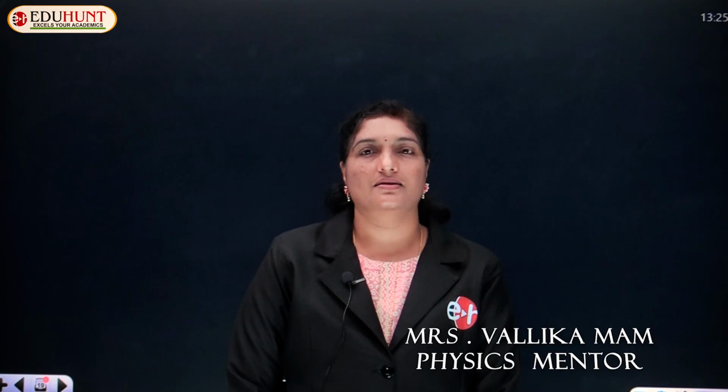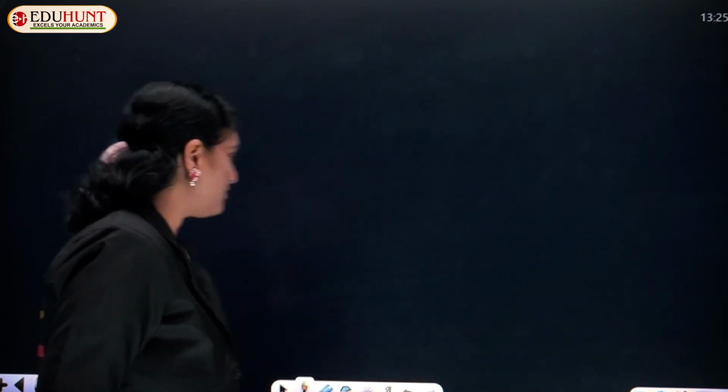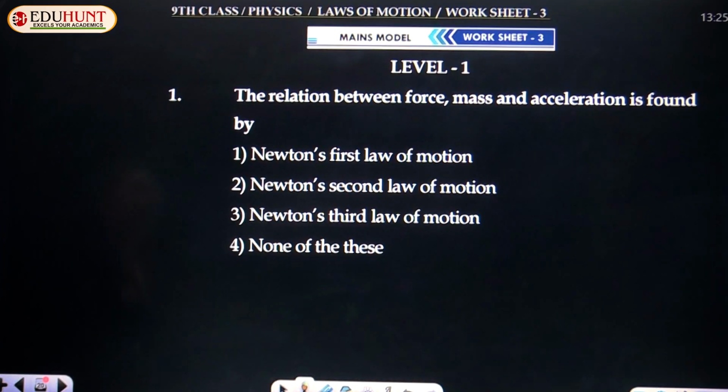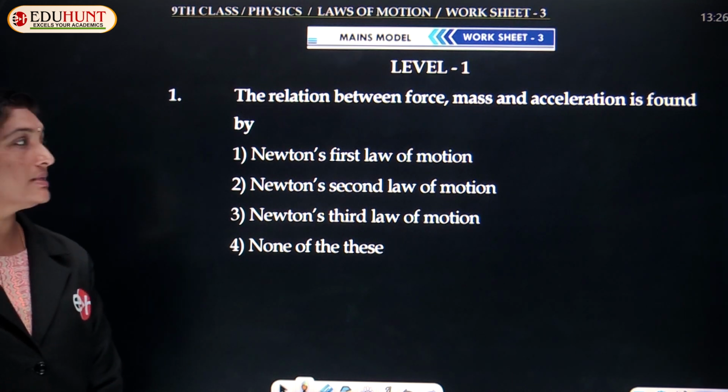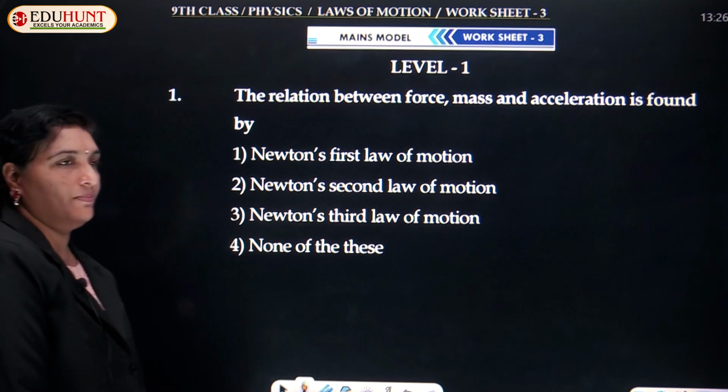Welcome back, children. Now let us move to the worksheet number 3 of laws of motion. So here we start with the first numerical of worksheet 3. The relation between force, mass and acceleration is found by.